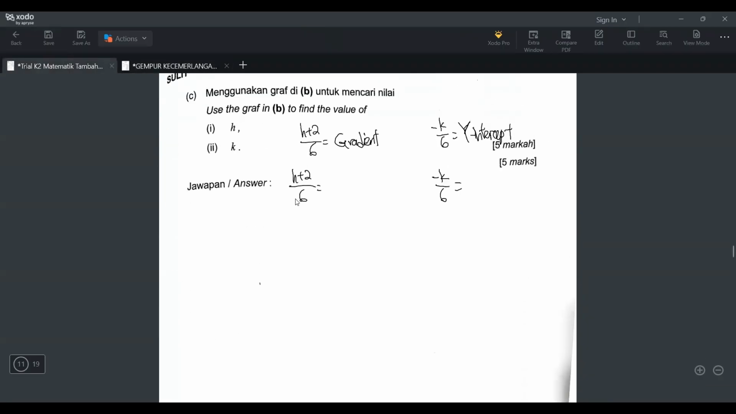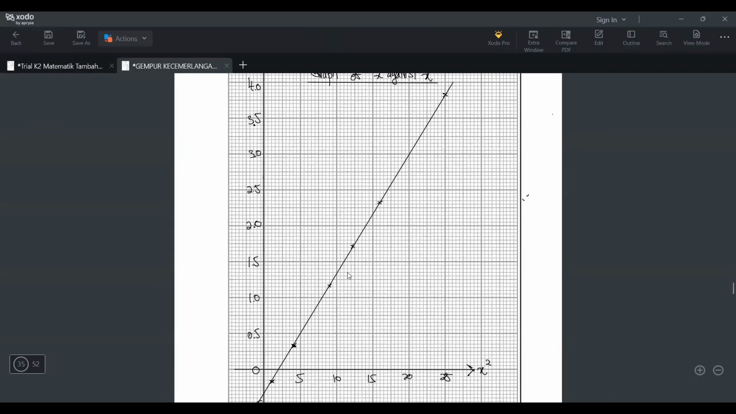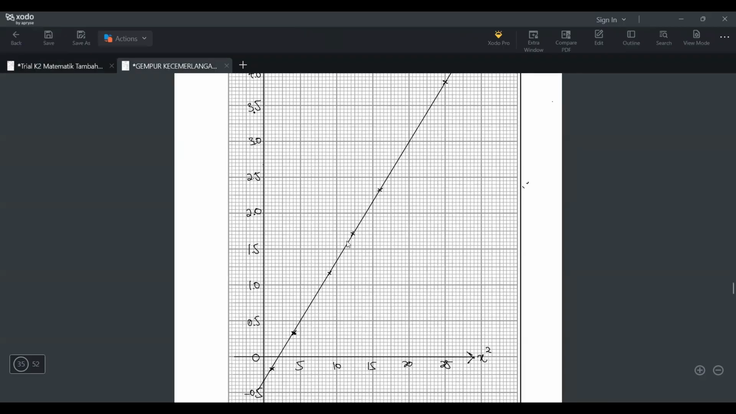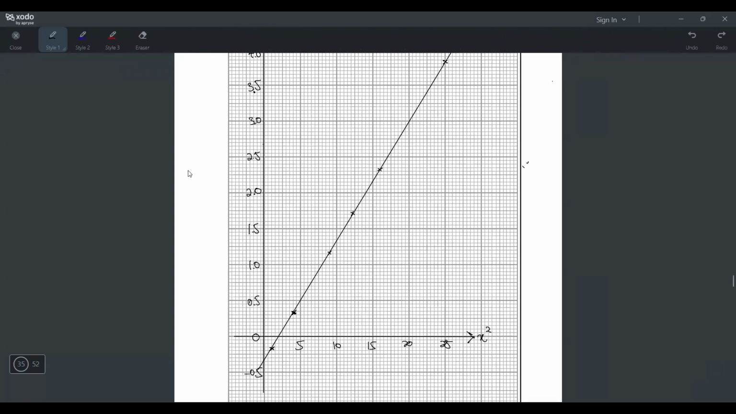Okay, done. Okay, now it's time to find the gradient and y-intercept. Okay, let's do the gradient first. So when you find gradient from the graph, you need two coordinates. Okay, you have to choose two coordinates on the line, right? And the formula for gradient is y minus y divide x minus x. So you can see that the bawah, you have to take the difference for the x value.